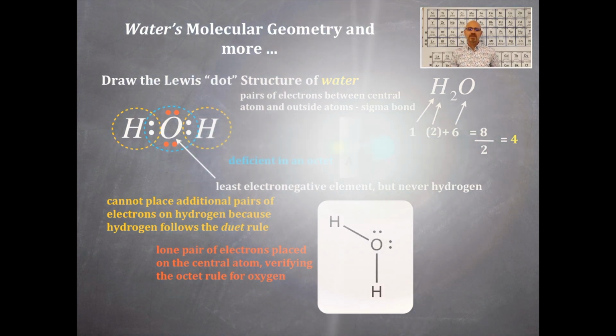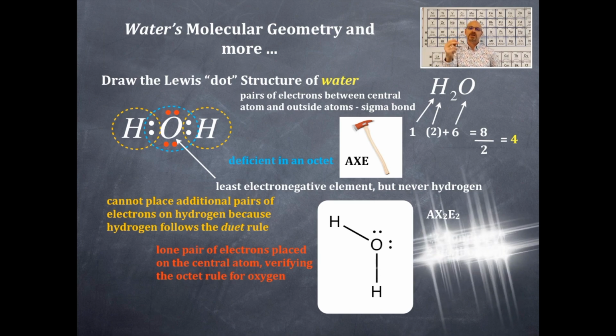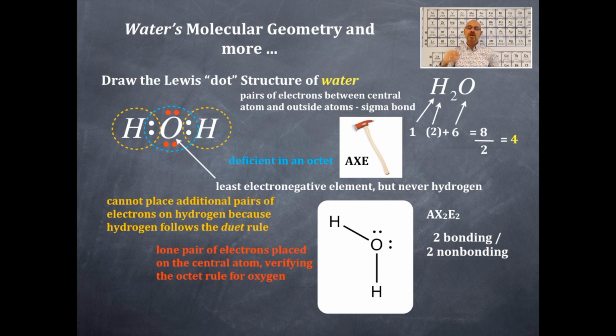Now I'm going to figure out the AXE shape. The A is the central element, that's the oxygen. The X's are the 2 hydrogens, so that's AX2. And then there are 2 sets of lone pairs of electrons on the central element, and that is E2. So you should have AX2E2. How many bonding domains do you have? 2. How many non-bonding domains do you have? 2. From that, you should be able to get the shape. That shape name is either bent or angular. You can write bent, you can write angular. You don't need both.